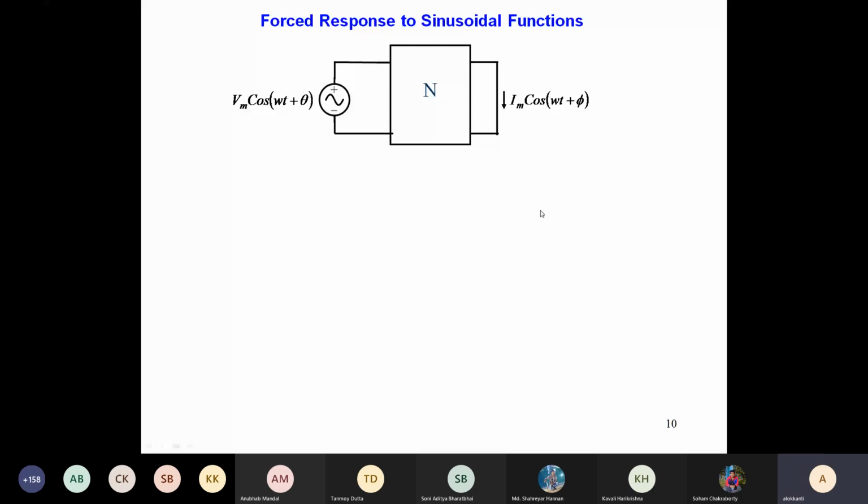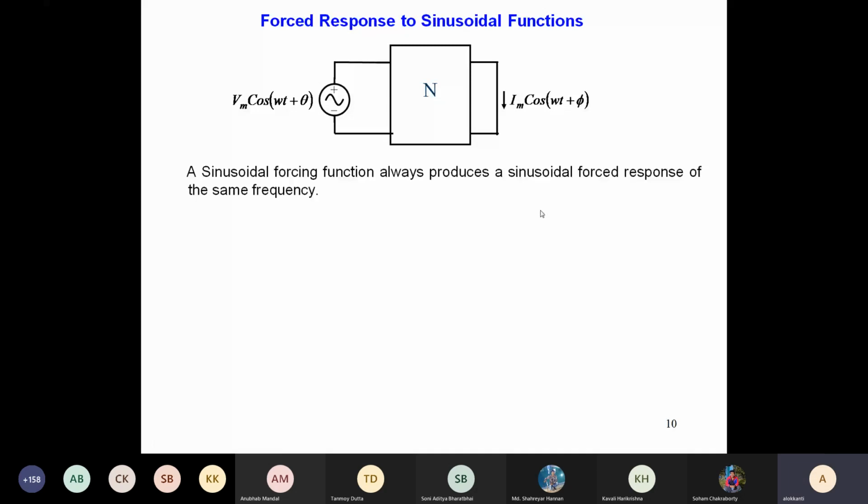So a sinusoidal forcing function, Vm cos omega t, is basically the forcing function. It will always produce a sinusoidal forced response of the same frequency. We are not considering the cases where there can be some other frequency. So if there is a sinusoidal forcing function, it will also produce a sinusoidal forced response of the same frequency. That is, omega is the same.